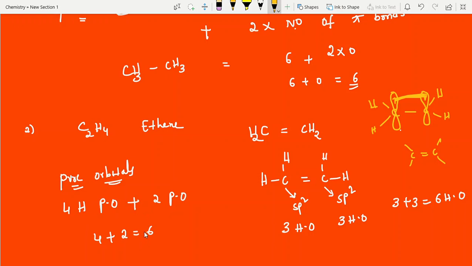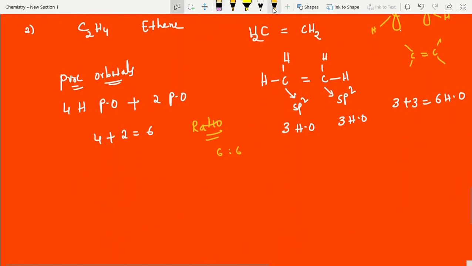Suppose you are confused, apply the shortcut. You will get the same number. So finally, what is the ratio here, students? Ratio 6 is to 6 means 1 is to 1. Right? That is 1 is to 1. Easy, students? Easily you can calculate like this. 6 is to 6, 1 is to 1.